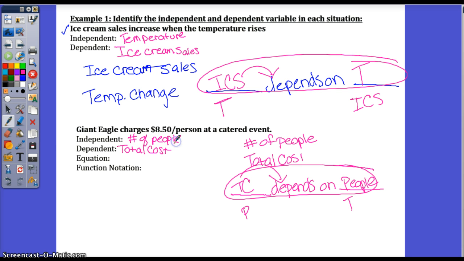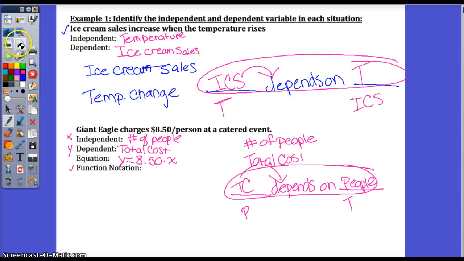Now I want to take a second. We'll come back to function notation in 1 minute. But first, if I were writing an equation, my independent is my x, my dependent is my y. You always want it to be total equals. So my y, my total cost, equals the $8.50 times x, or the number of people.